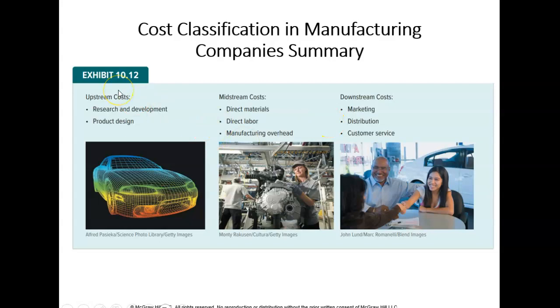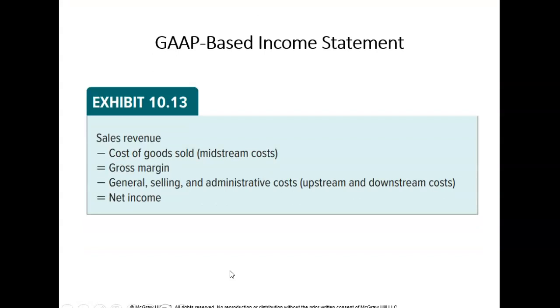So this example shows the upstream cost for a company, your midstream cost, which again would be your product cost, and your downstream cost, which are the costs taking place after manufacturing, such as marketing your product, distribution of your product, and your customer service.